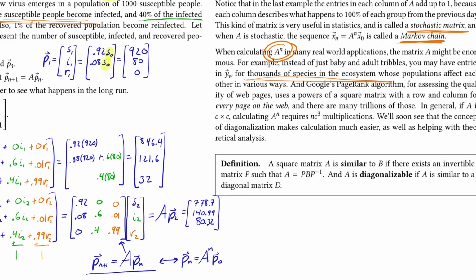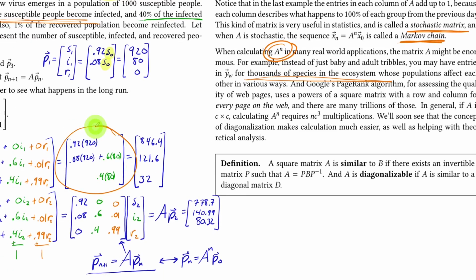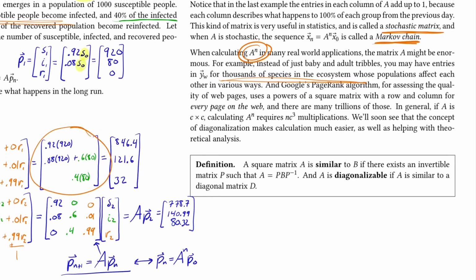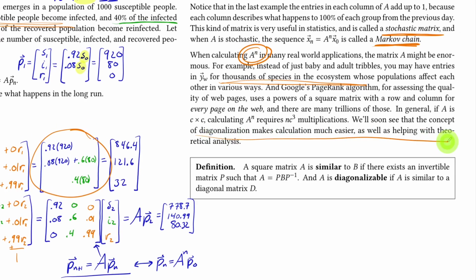Like we could see just by doing this by hand once, it takes a little bit of work. But if you had a 1 billion by 1 billion matrix, and then you wanted to calculate A to the power 1000 or something, that's getting into territory where a computer can't really do that without some kind of help. And diagonalization is going to make this calculation much easier and also help us understand what's really going on when we talk about powers of a matrix like this. So we'll see that in the next video.